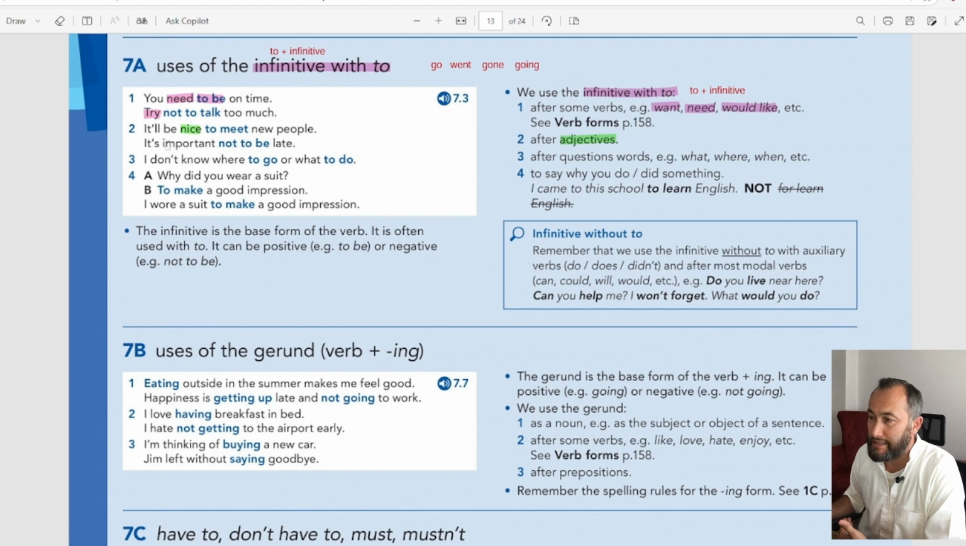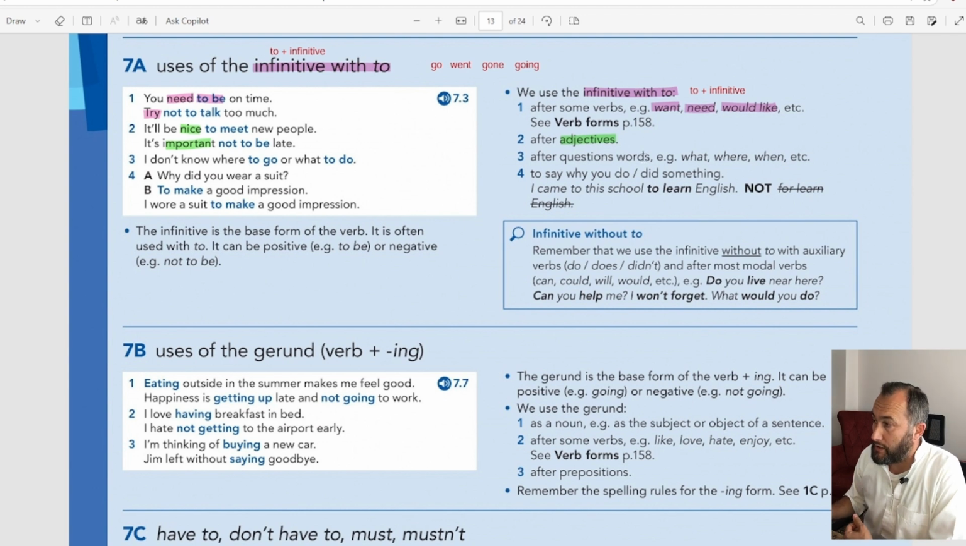It's important, adjective, not to be late. I'm happy to see you. I'm glad to meet you. I'm sorry to hear that. This sorry is an adjective, guys. Right? Number 3, after question words.